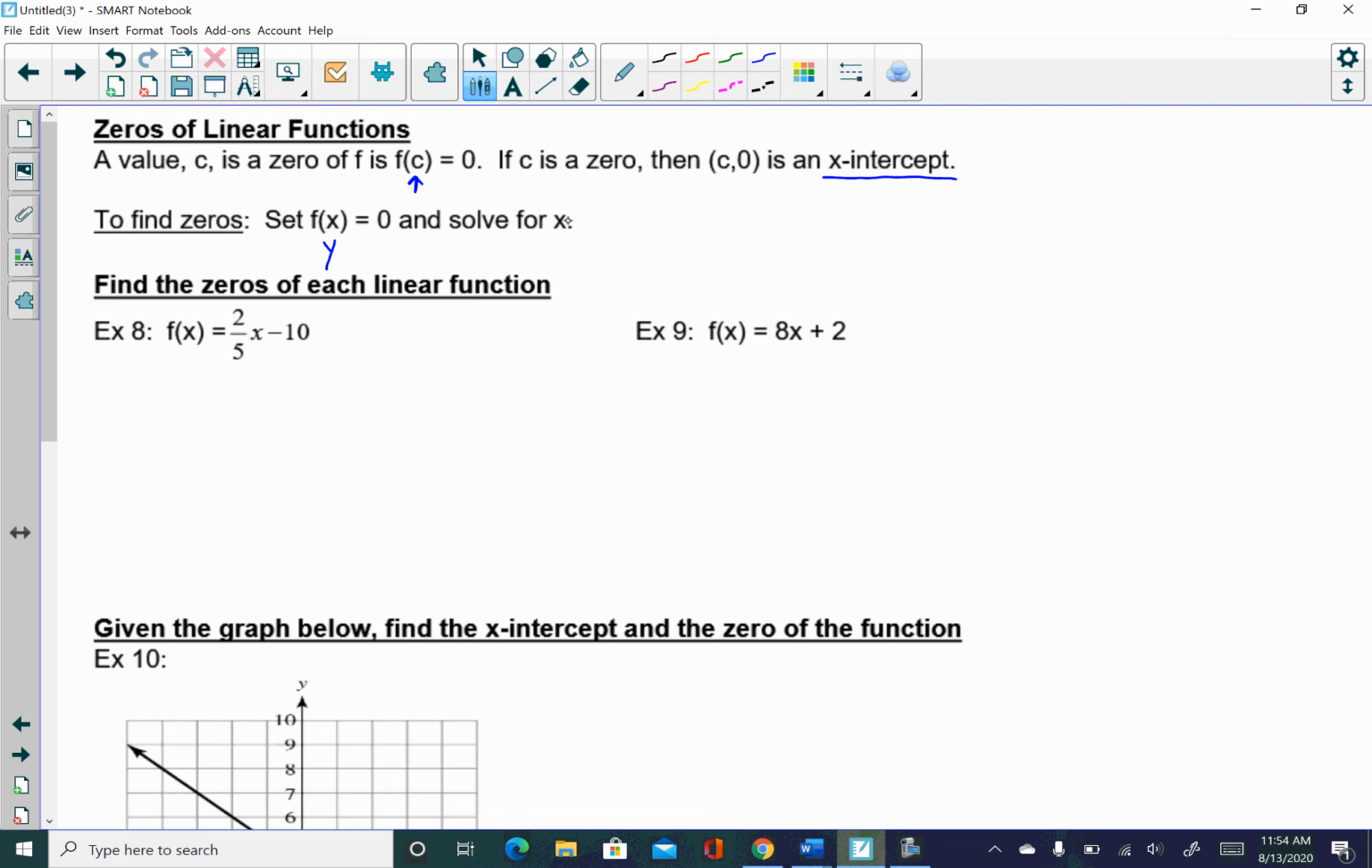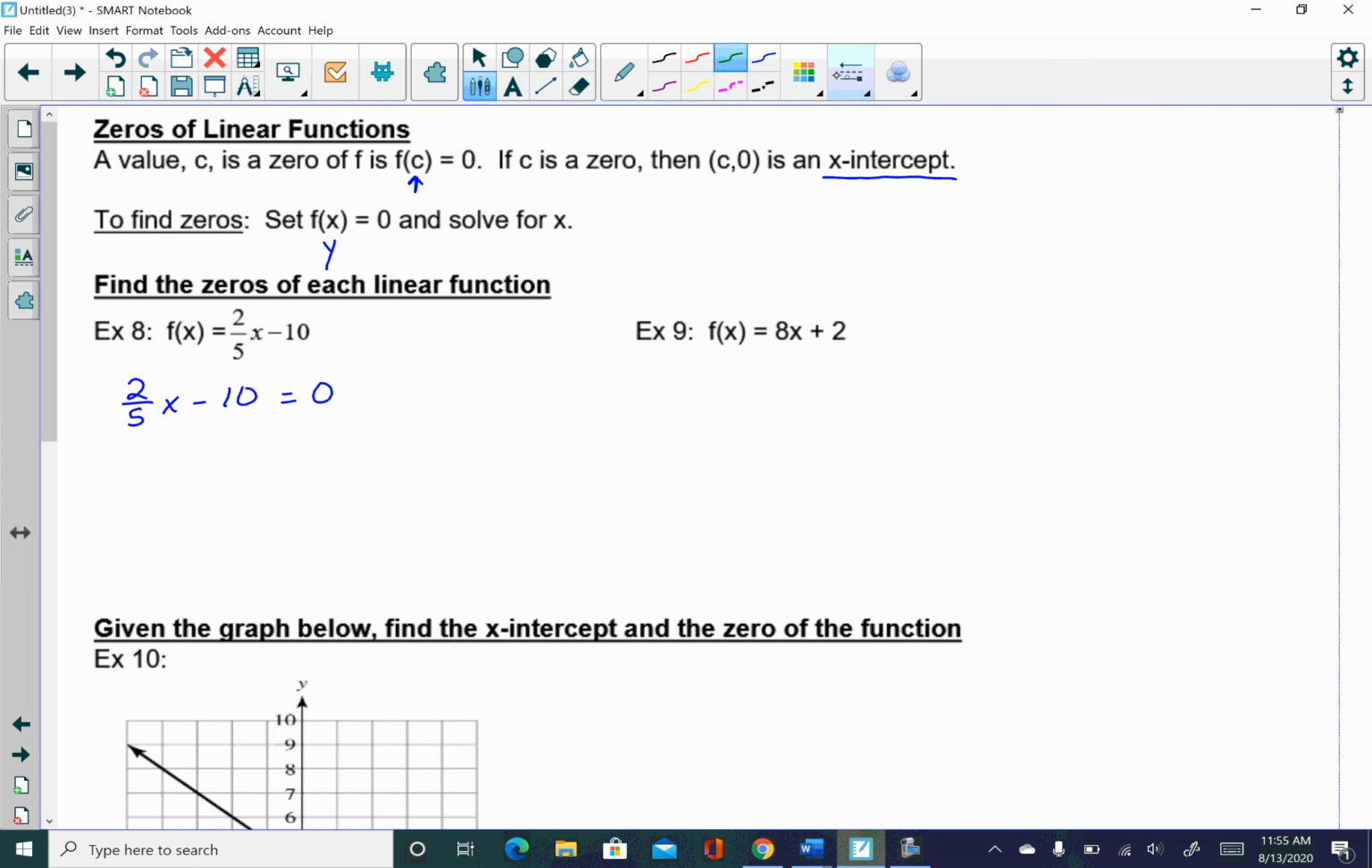So here, in examples 8 and 9, it says find the zeros of this function. I'll do example 8 with you and let you try example 9. I've shown my work on the solution key for you. If I want to solve for my 0, then I'm going to take my function and set it equal to 0. So 2/5 x minus 10 equals 0. If I want to solve for x, there's multiple ways to solve this equation. Because it has a fraction, I'm going to get rid of the fraction for you, just so you get that practice one more time.